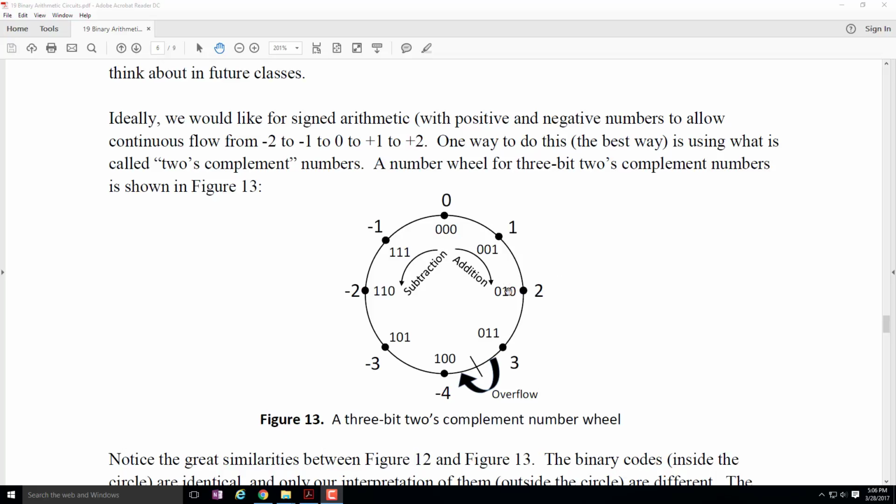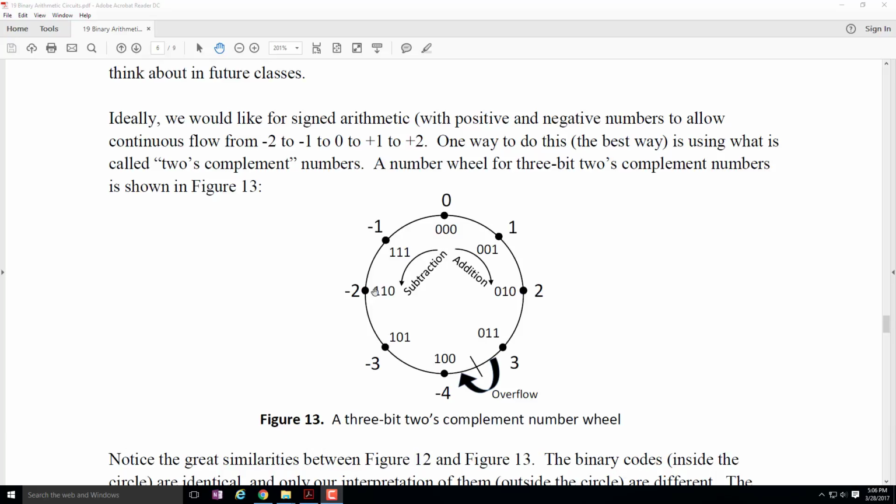If we're going to do addition, we're going to go clockwise. If we're going to do subtraction, we're going to tend to go counterclockwise. And really the only thing that's changed here is we still have the same binary numbers, but we've assigned them to different integers out here. So whereas 1, 1, 1 used to be +7, now it's -1. 1, 1, 0 used to be +6, now it's -2. 1, 0, 1 is now -3, 1, 0, 0 is -4. One great thing about this is that all negative numbers start with a 1.